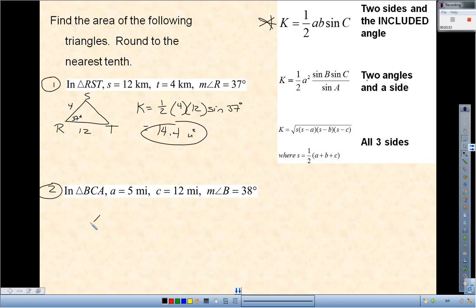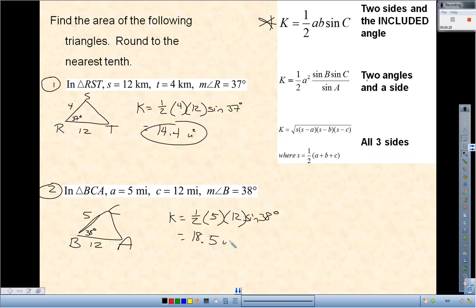Number 2, in triangle BCA, a is 5, so there's 5, c is 12, so that's 12, and angle B is 38 degrees. Again, which situation does this represent? Well, included angle, two sides. So I'm going to use the formula 1/2 ab sine of C. So again, I'm going to do 1/2 times 5 times 12 times sine of 38 degrees, and that's going to give me 18.5 units squared, or it could be inches squared or whatever.